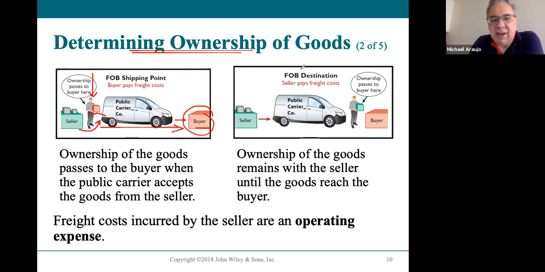FOB destination, as you know, just the opposite, the seller still owns the goods even when it's boxed and transported. The buyer owns the goods literally when it gets to their place of business. That's when the ownership changes hands, and that's when it becomes the buyer's inventory, not the seller's inventory. But the seller still has to leave it in their inventory while it's in transit because technically they still own it.